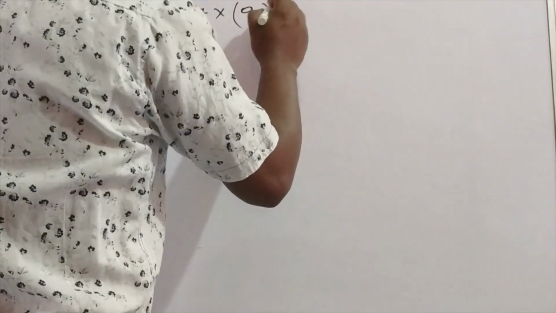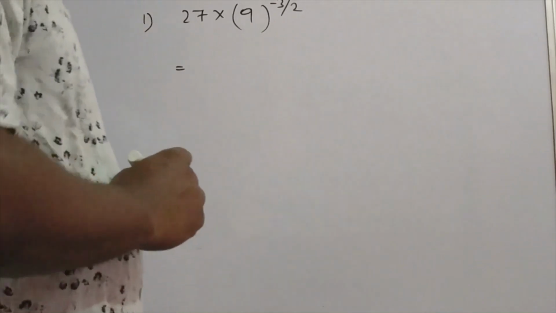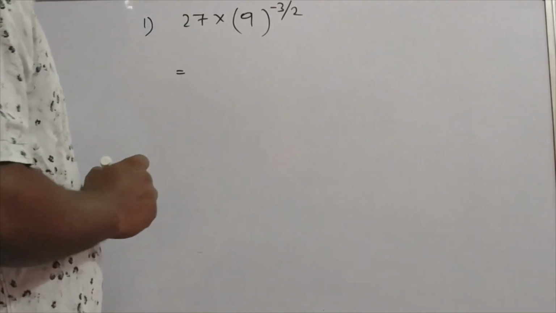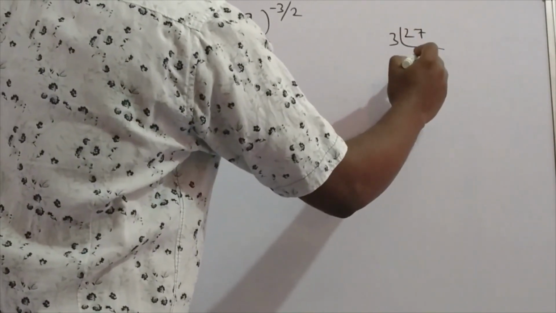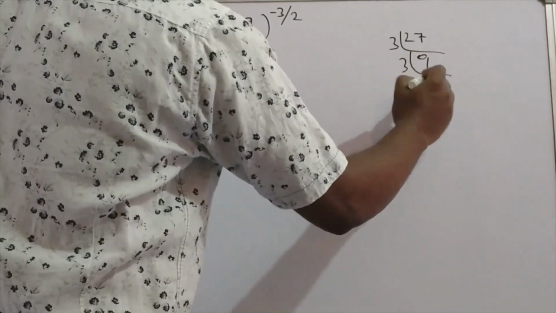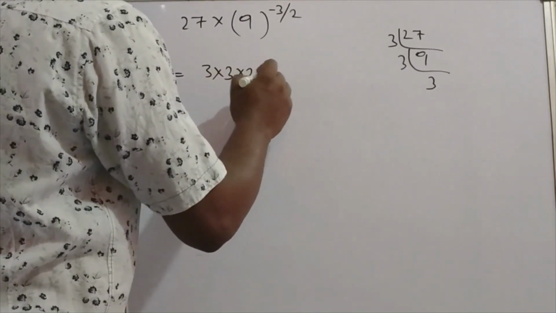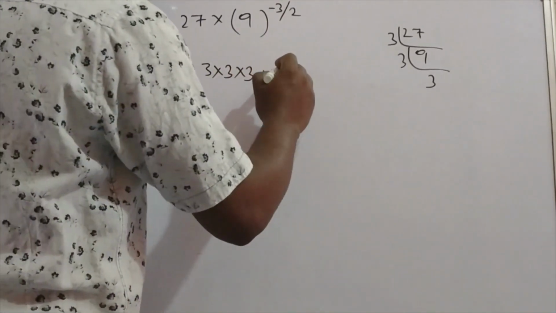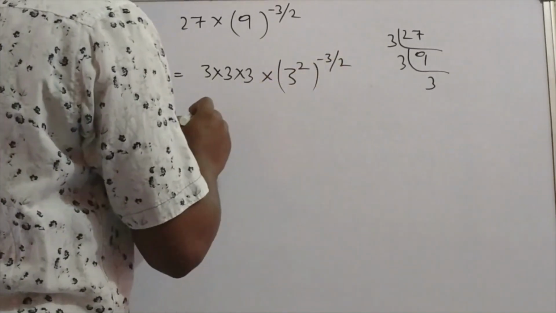Suppose the question is given, question number 1: 27 into 9 to the power minus 3 by 2. So 27 in the power form, how can we write? We have to find the factors of 27. 3 divides 27, 3 threes are there: 3 into 3 into 3. 9 also we can write in power form: 3 to the power 2, to the power minus 3 by 2.